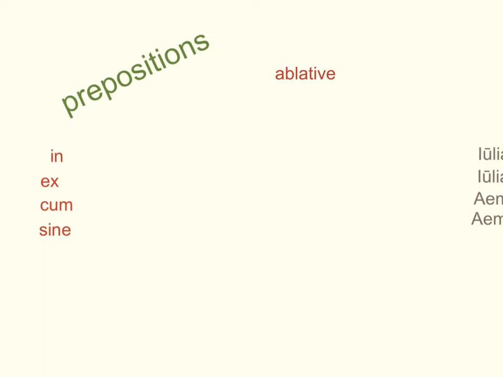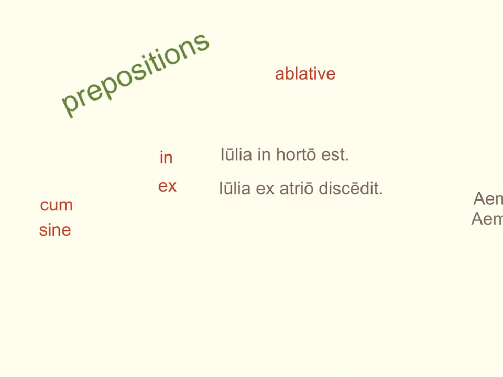So, for example, we learned about the preposition in. For example, in this sentence, Julia in horto est. Julia is in the garden. We also learned how to use the preposition ex, as in this sentence, Julia ex atrio discedit. Discedit, she leaves. So she leaves out of ex atrio.